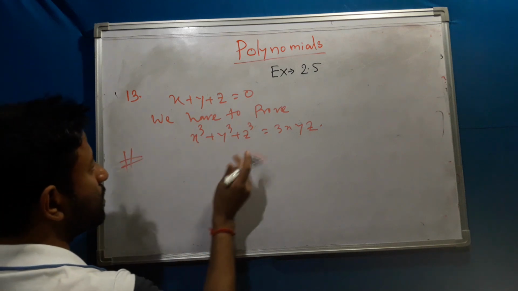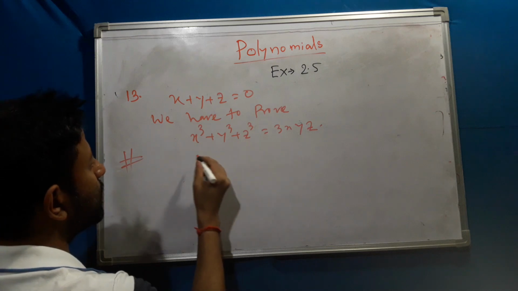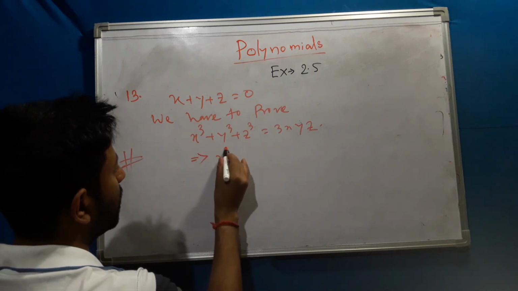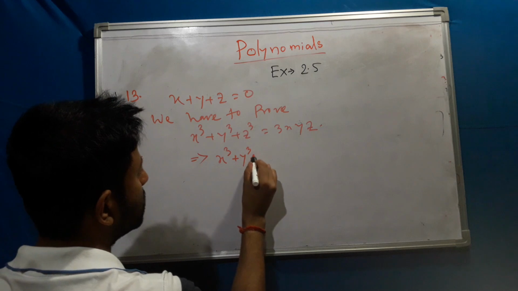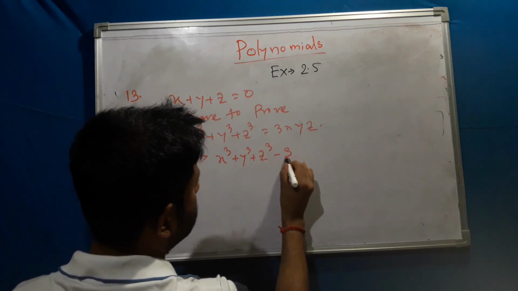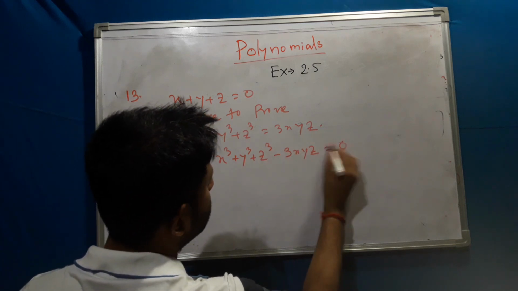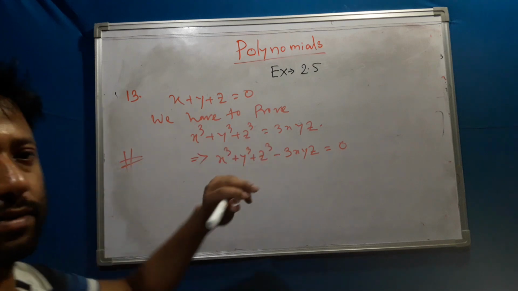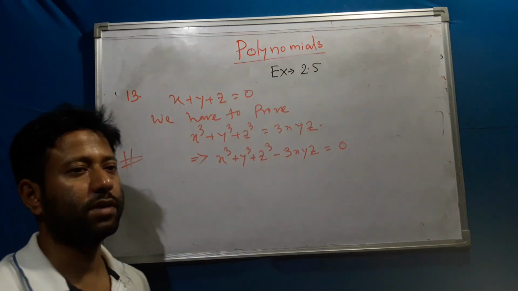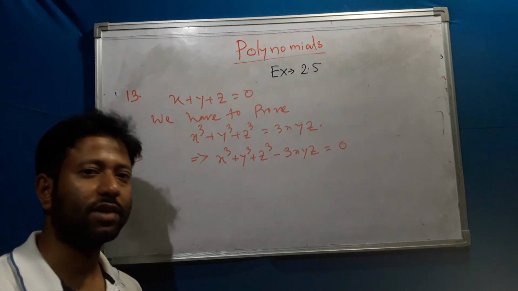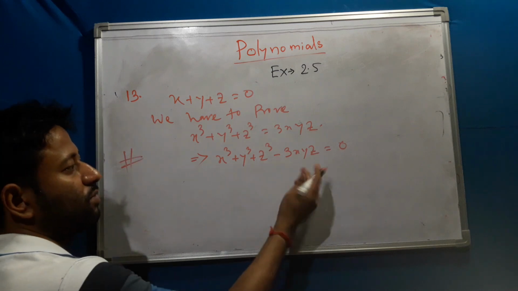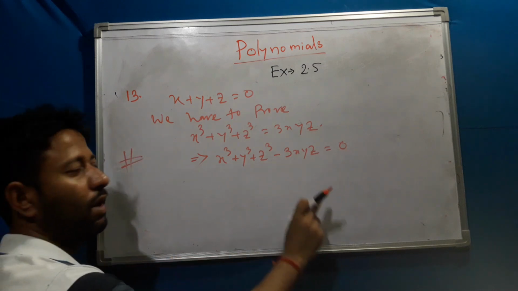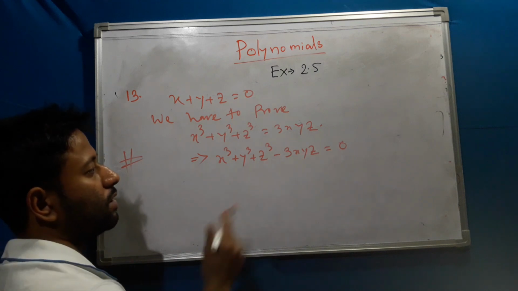We know if this is true, then I can write this in the form x cube plus y cube plus z cube minus 3xyz equal to 0. If they are asking that x cube plus y cube plus z cube equal to 3xyz, then in that case what do I have to prove? I can bring that over, then this is 0. I have to prove that this term is equal to 0.